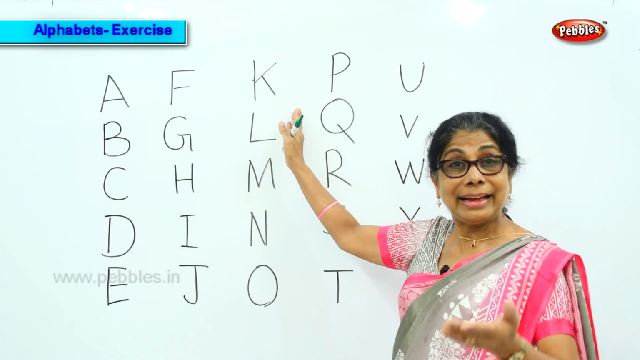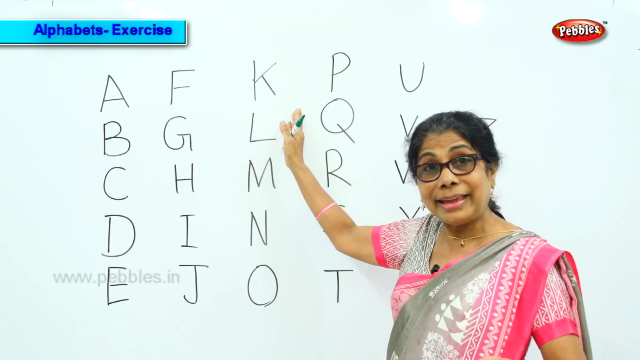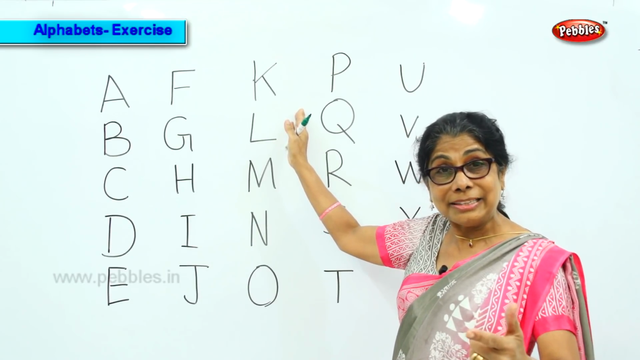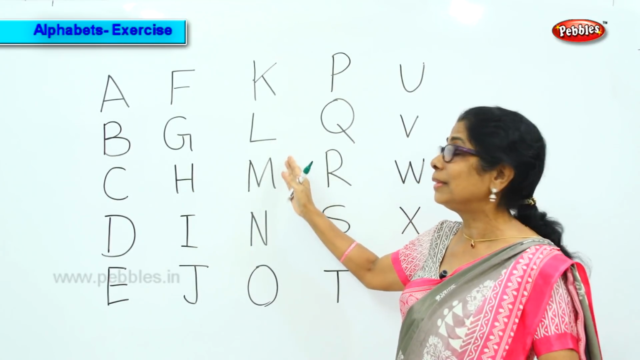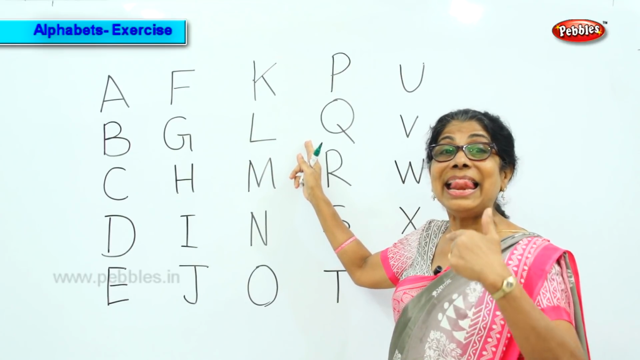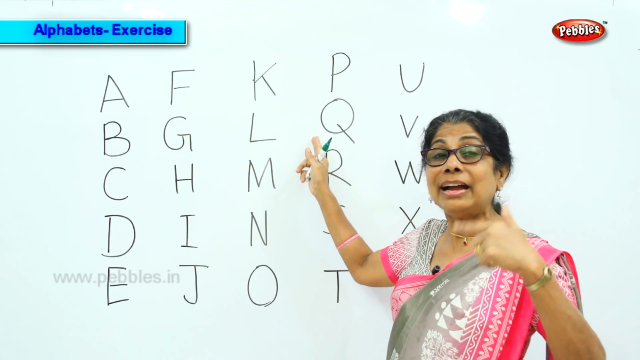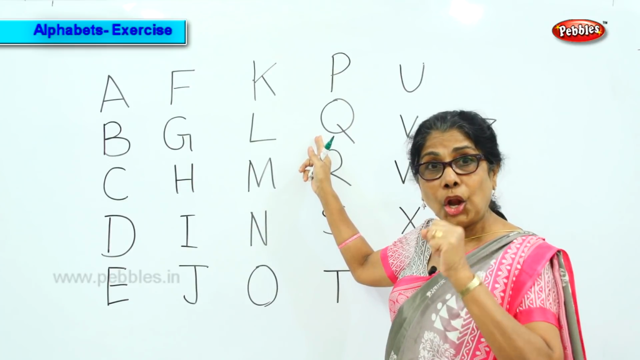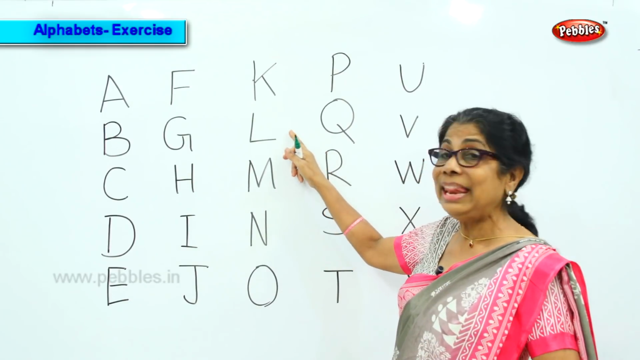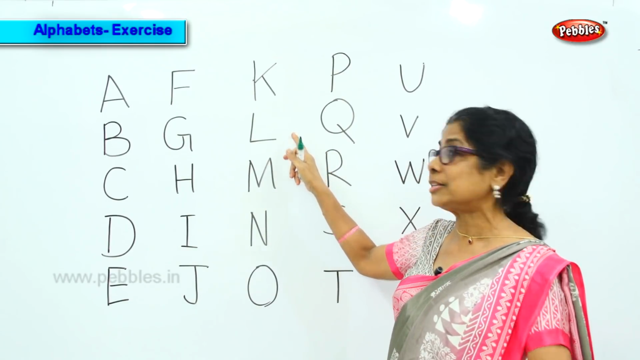K. Kite. Remember kite. K. K. K. L. Look at the tongue up. Lollipop. L. L. That's the sound.